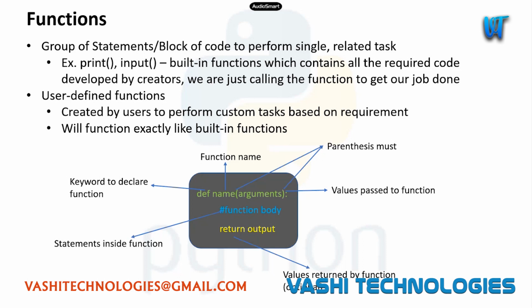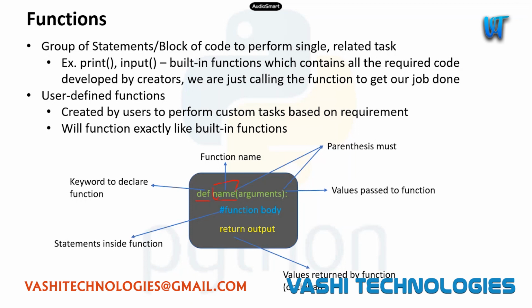Now if you observe the syntax over here, this is the basic syntax for creating a function. This def is the keyword which indicates to the interpreter that this is a function. We use the def keyword for creating a function, and then this is the name. We need to name a function, and it can be any name based on our requirement.